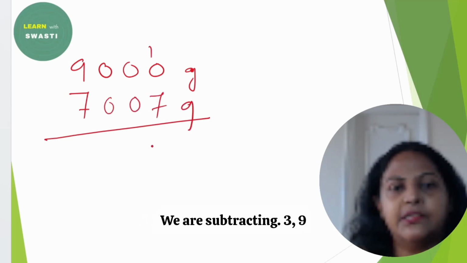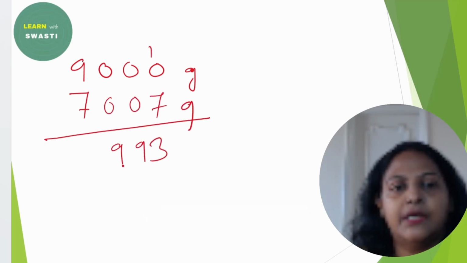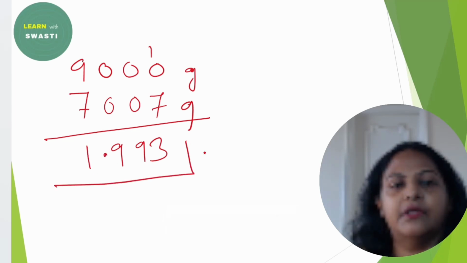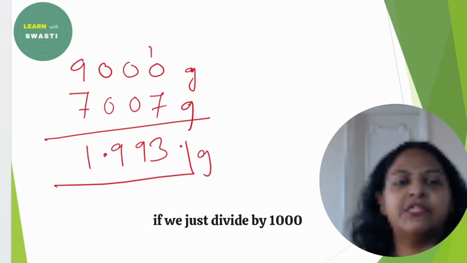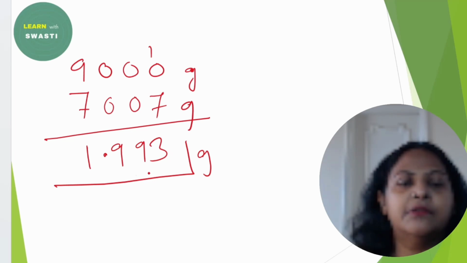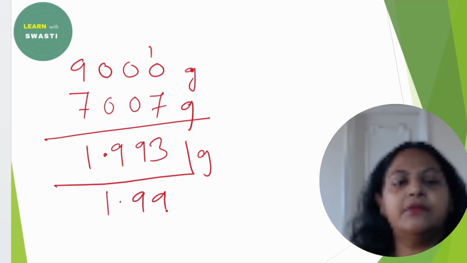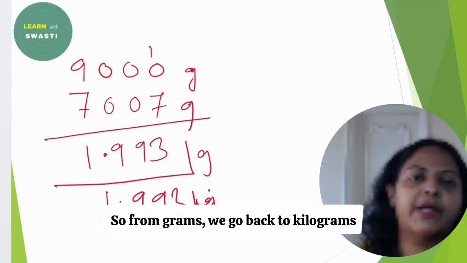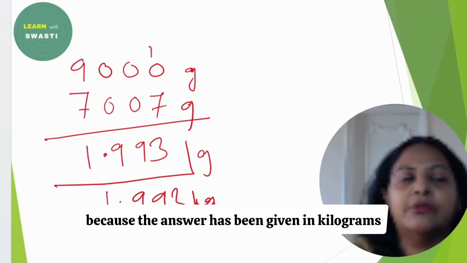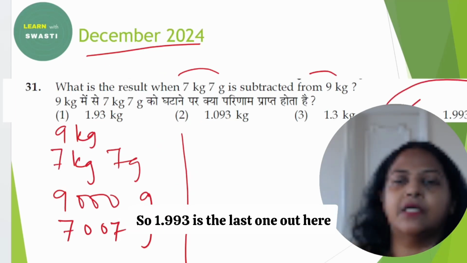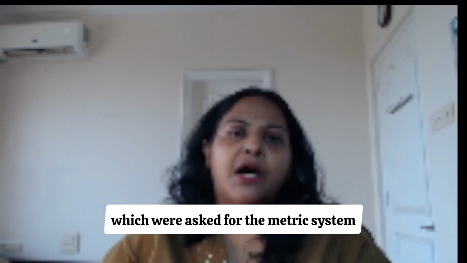So we are subtracting 3, 9, 9 and 8 minus 1 is 7. So this many grams will equal to, if we just divide by 1000, we have 1.993 kilograms. So from grams we go back to kilograms because the answer has been given in kilograms. So 1.993 is the last one out here. So those are the questions which were asked for the metric system.